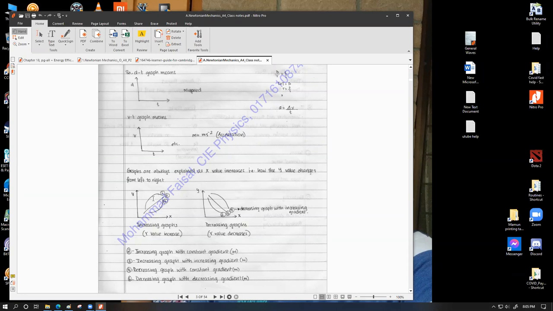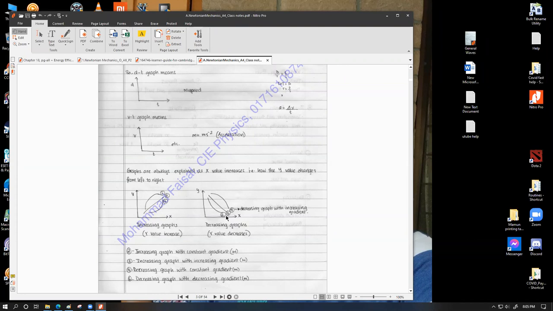This is supposed to be all increasing, all true. With increasing value of x, you have bigger value of y. Simple. Your y value is not decreasing with the increase of x. As x becomes bigger, y also becomes bigger. But how does it become bigger? Is it becoming bigger linearly or exponentially or decreasingly? That depends on the gradient of the line. So these three are increasing graphs, these three are decreasing graphs.